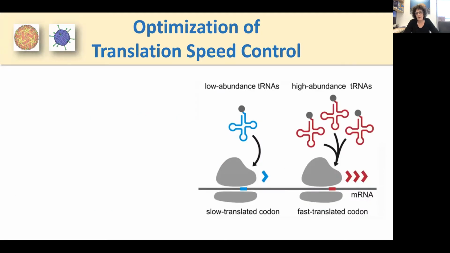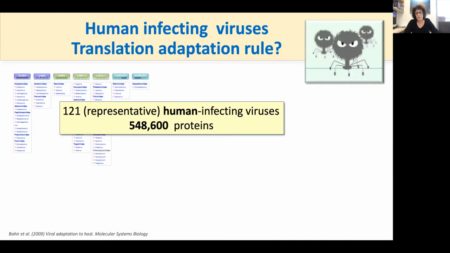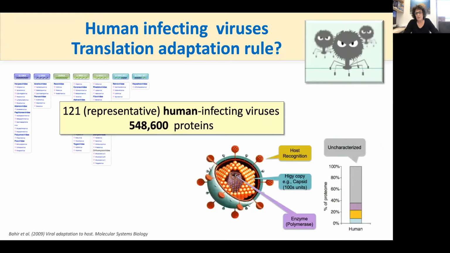In a very naive way, we can say the translation speed has 2 versions. One is a low abundance tRNA, which provides slow codons, and the other are high abundance. And the question we want to ask is whether the viruses indeed choose their codons to be fast or slow. To do this, we decided to look at all human infecting viruses, 500,000 of them, and we were able to divide them into 4 groups. The majority are uncharacterized proteins, but the rest are 3 colored groups.